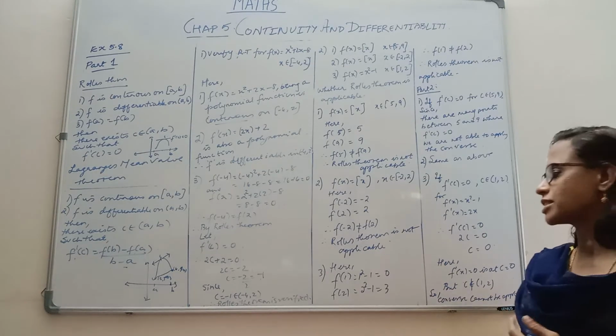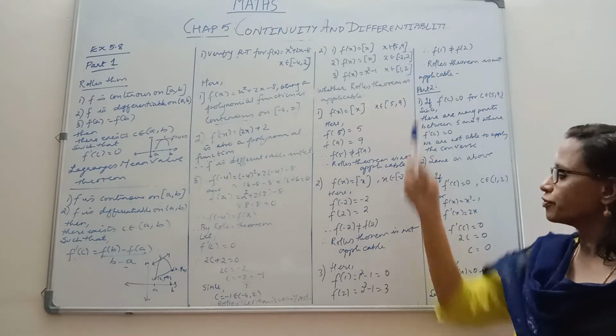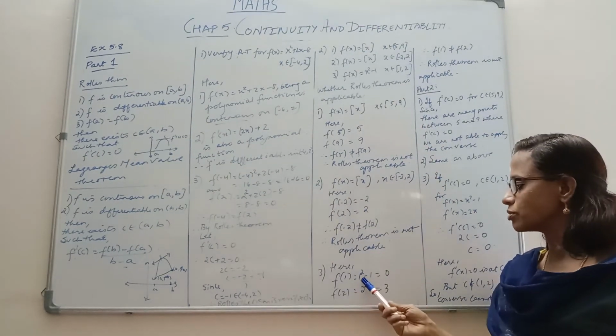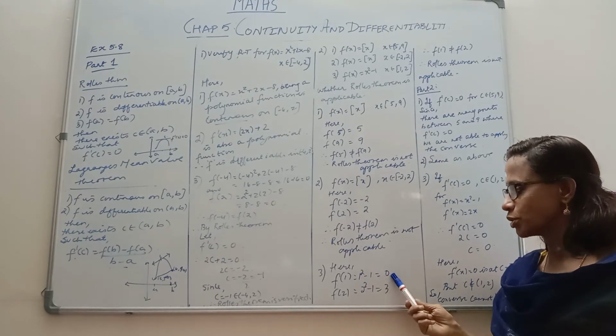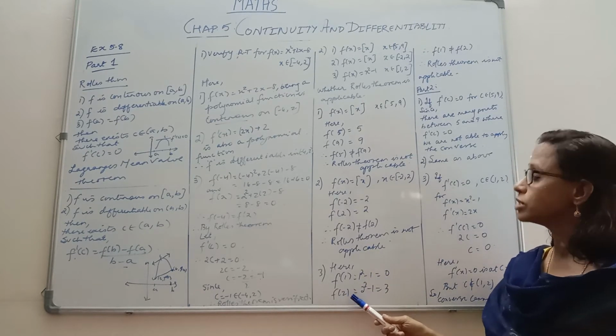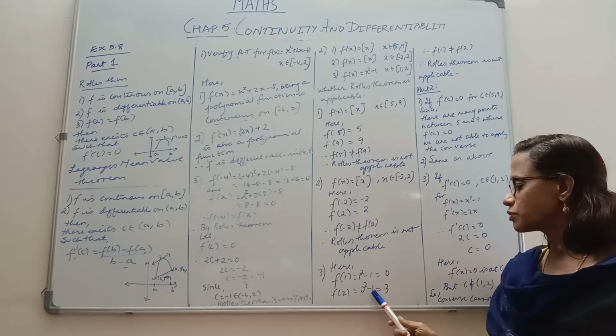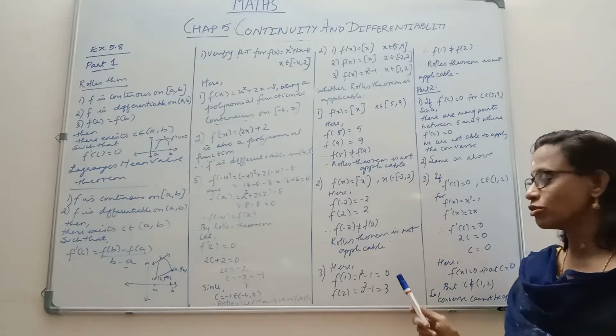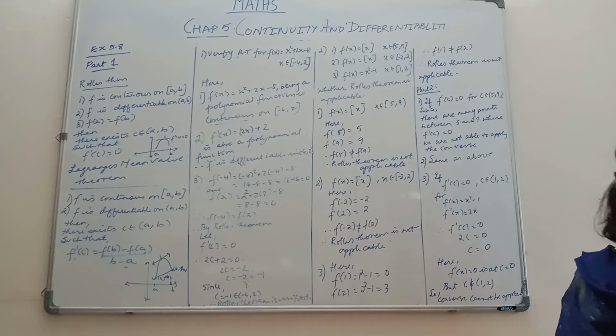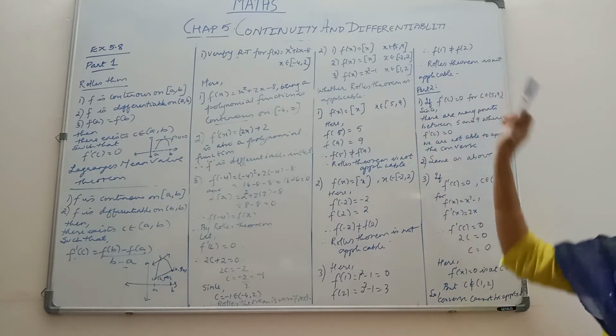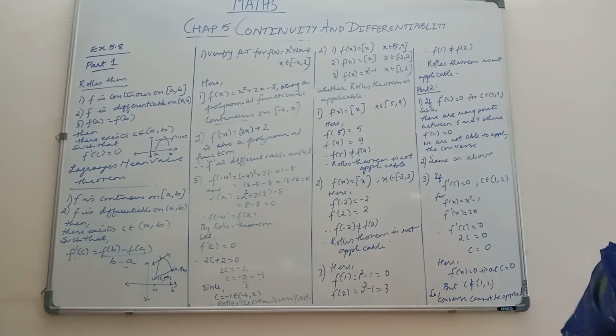There also we will check the extreme values, f of 1 and f of 2. F of 1, when we substitute, is 1 squared minus 1, which is 0. Then f of 2, when you substitute, is 2 squared minus 1, which is 4 minus 1, 3. Here also f of 1 is 0, but f of 2 is 3. They are not equal. So that is why you cannot apply Rolle's theorem in all the 3 cases.